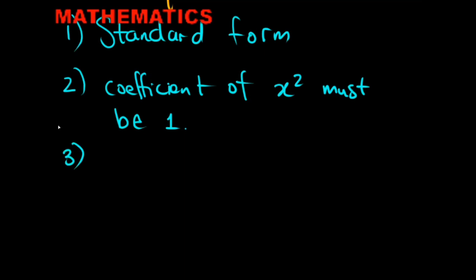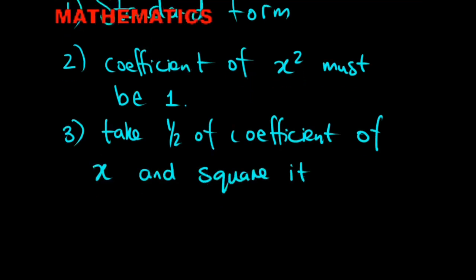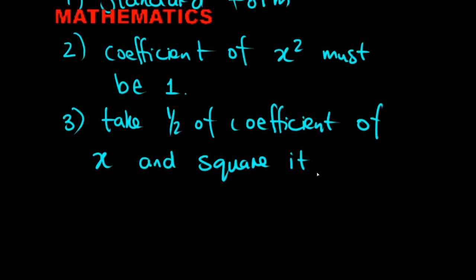Okay, the third thing that you will have to memorize is, after you've done these 2 things, the next thing that you're going to do is take half of the coefficient of x and square it. Okay, so you take half of the coefficient of x and square it, and then you should add that. But to make it mathematically correct, you need to then subtract it as well.